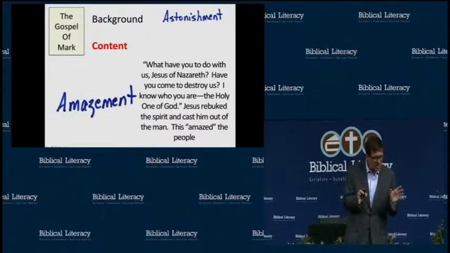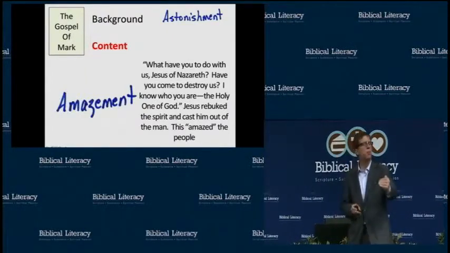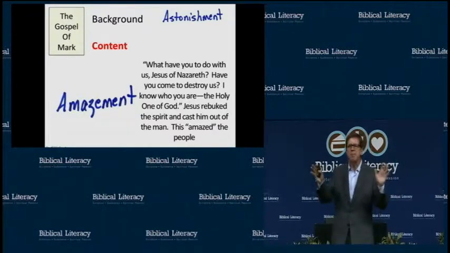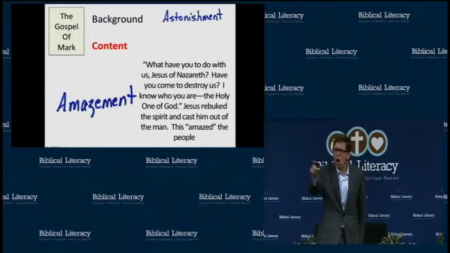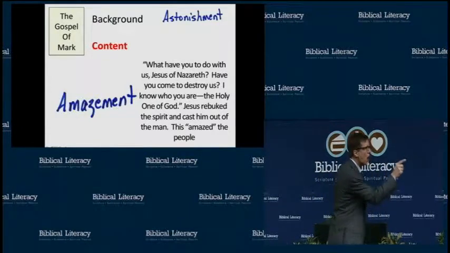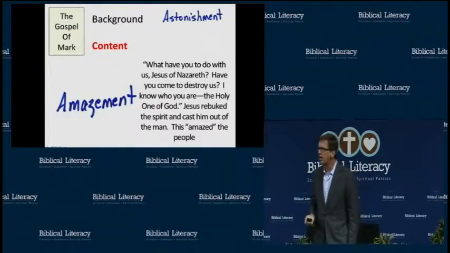They found it amazing that Jesus was teaching in the synagogue with a teaching that astonished them in Capernaum, when a man comes up with a demon and the demon starts crying out, Have you come to destroy us? I know who you are. You're the Holy One of God. You're the Son of God. I know who you are. And Jesus rebukes that demon and casts him out of the man. And the people were amazed. Okay, this is something very, very different.